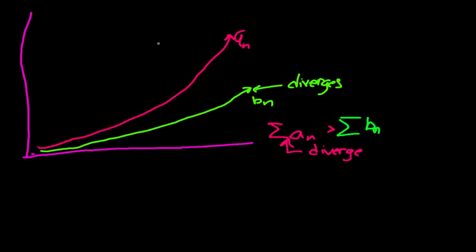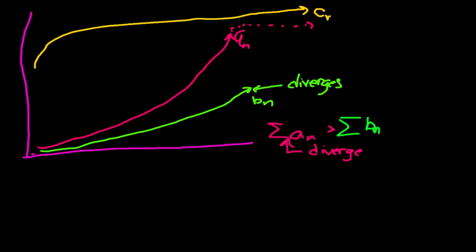Similarly, say that we knew that this was actually what was happening. It was to peter off like that. And we had another series. Say we had some series that looked like this, and this is c sub n, and we know that c sub n is a series that converges.